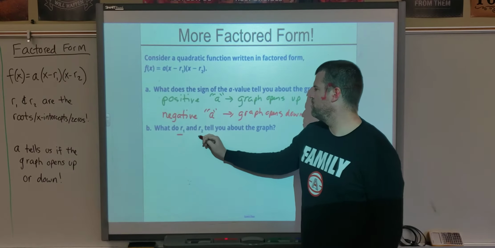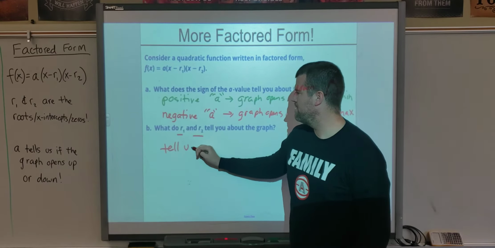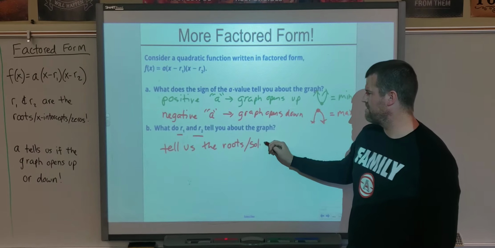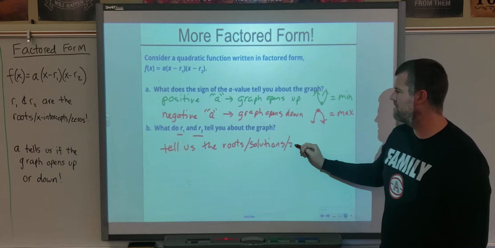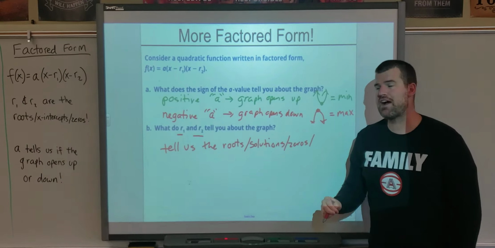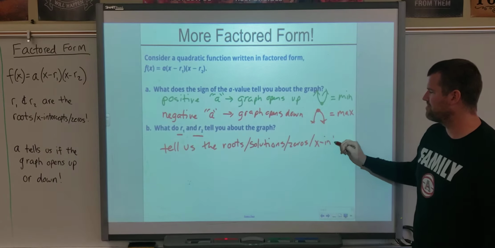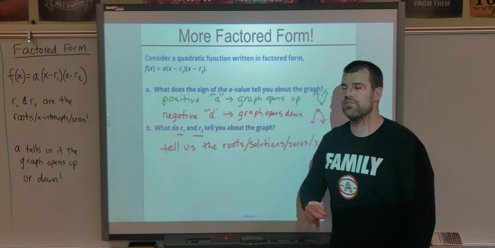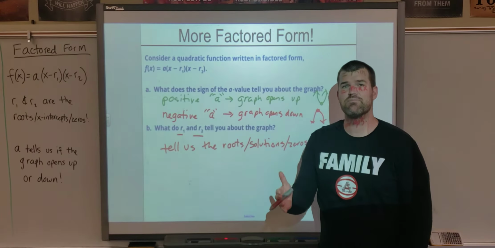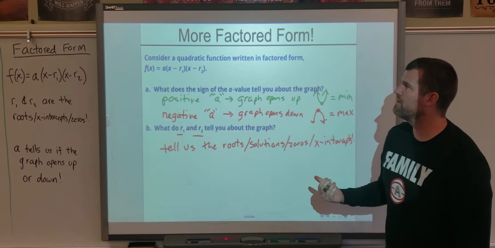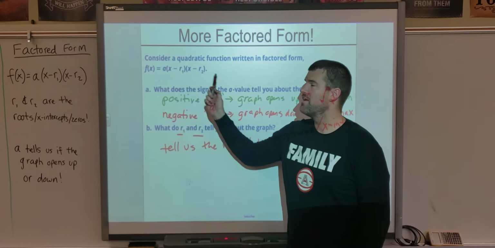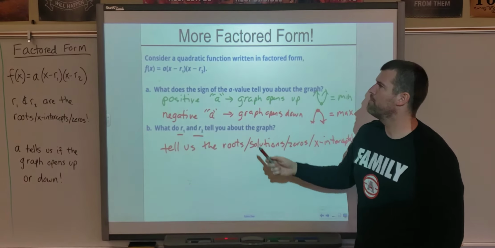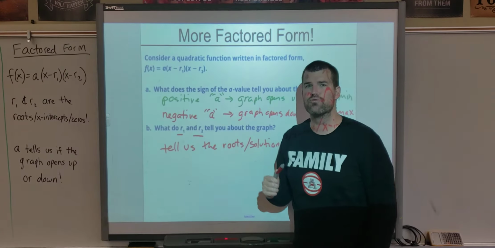The R1 and R2, they tell us the roots, which are also the solutions, which are also the zeros, or most importantly for graphing, they are also our x-intercepts. So again, we're going to go over three different forms of quadratic equations, and each form tells us some different information. And so the key information we get from factored form is the two roots. All three forms will have the same a value, so all three forms will tell us if the graph opens up or down. But factored form specifically tells us the roots or the x-intercepts.